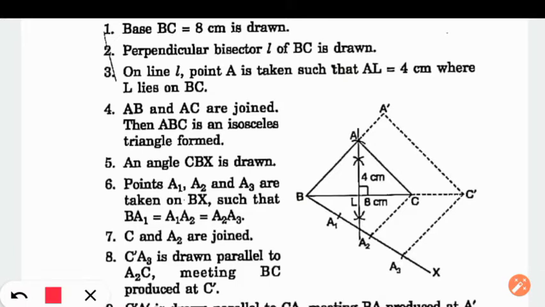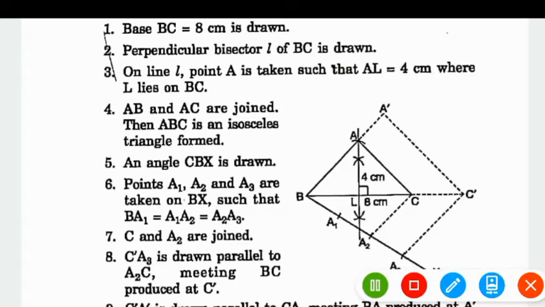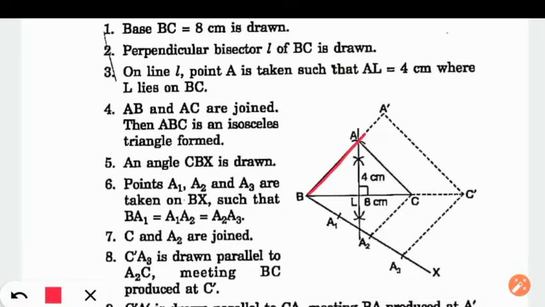Now what is the length of the altitude? It is 4 centimeter by the question, right? Now first of all set your compass with a radius of 4 centimeter, okay? Now put your compass at the point L and cut one arc on the perpendicular bisector. So this will give you AL, that is A. After that join A to B and A to C.